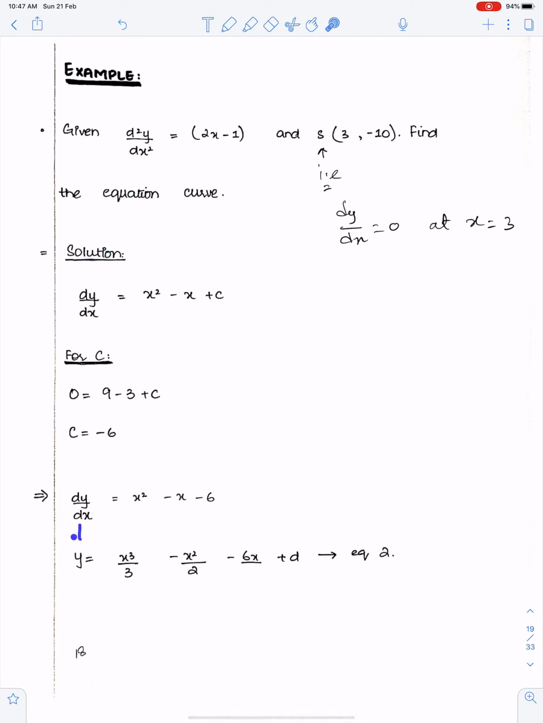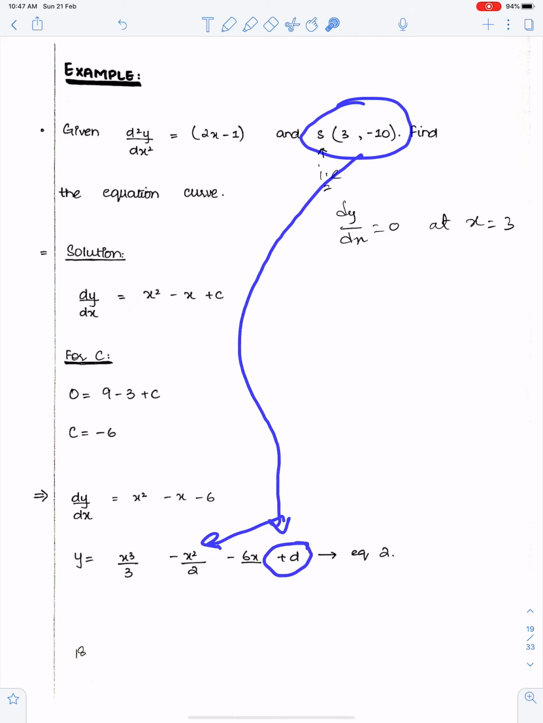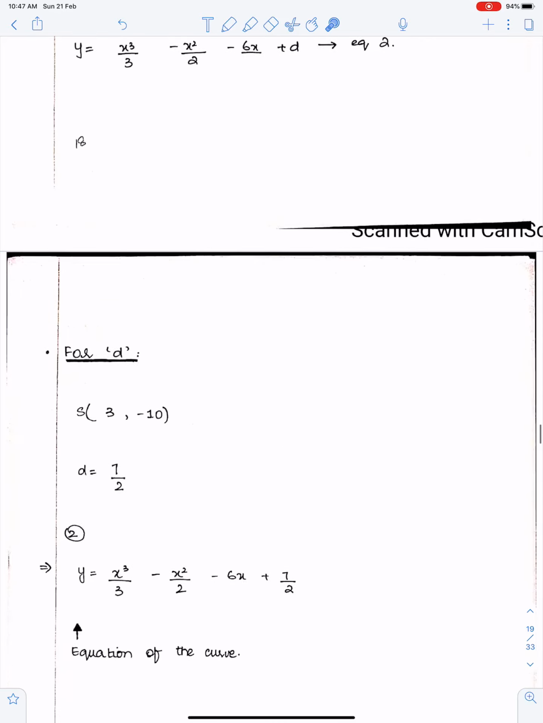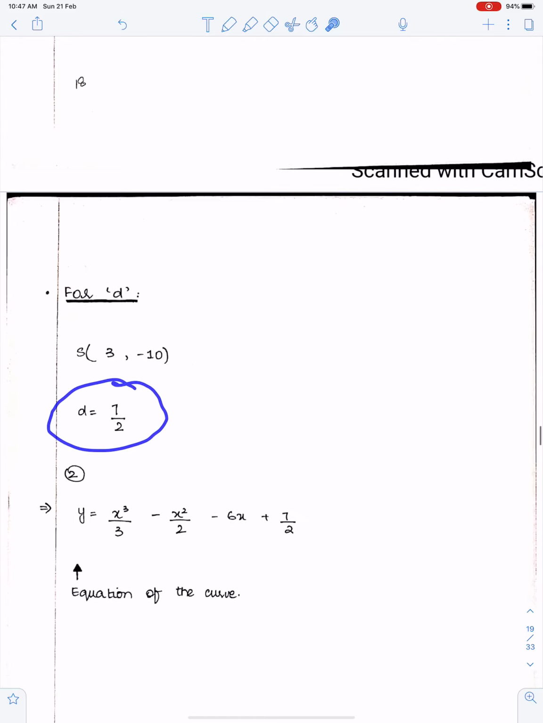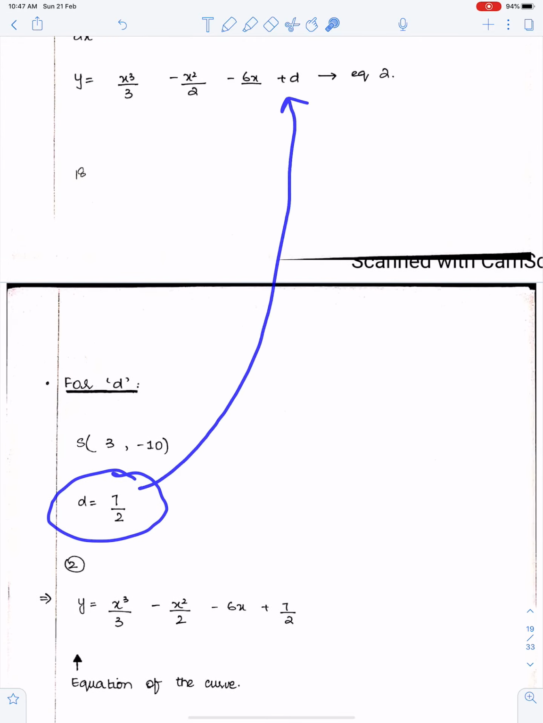This is the simplified form of the first derivative. Now integrate the first derivative again to get the equation of y. You just need to integrate the first derivative to get the equation of the curve. So this is the integrated form of the first derivative. Now use this information 3 minus 10 here in this equation to get the value of d. When you use this information, you will get this value of d. Now substitute d here to get the final answer. This is the equation of the curve.